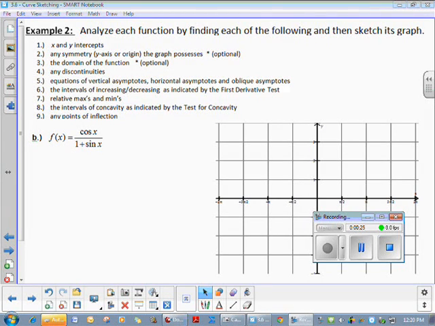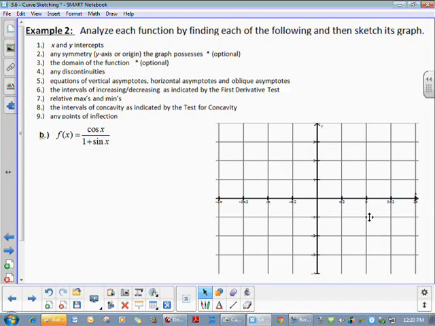In this particular example, we're going to tackle a little bit more complex kind of function. I guess I could call this some kind of a rational trigonometric expression, cosine of x over 1 plus sine of x. And we're going to go through all of the analysis that we did in the previous problem in determining a very accurate graph of this particular guy.